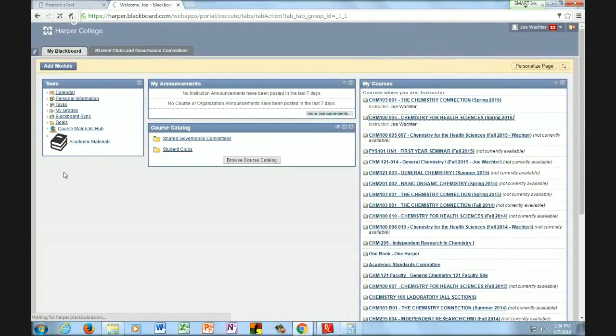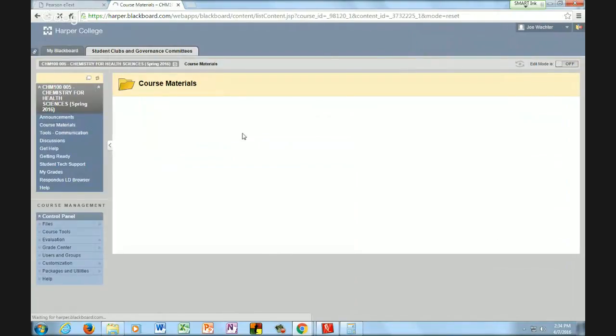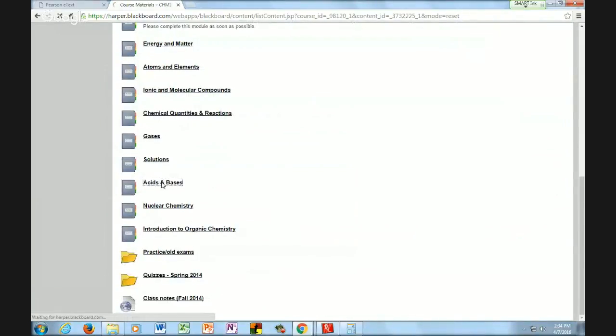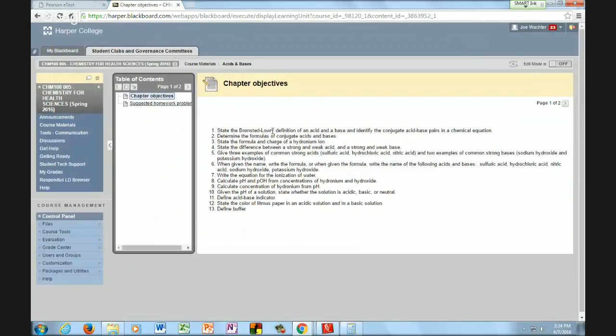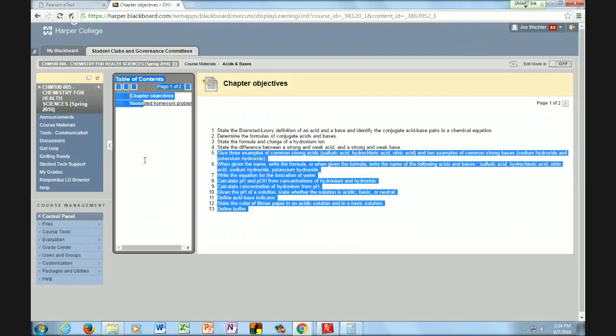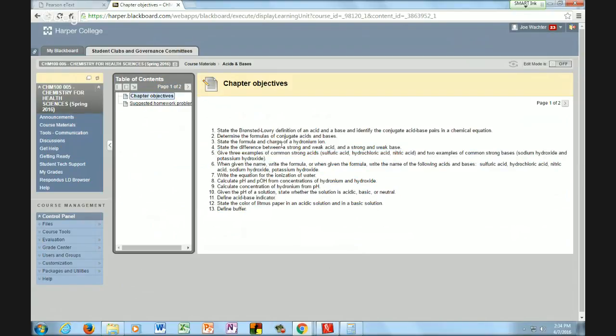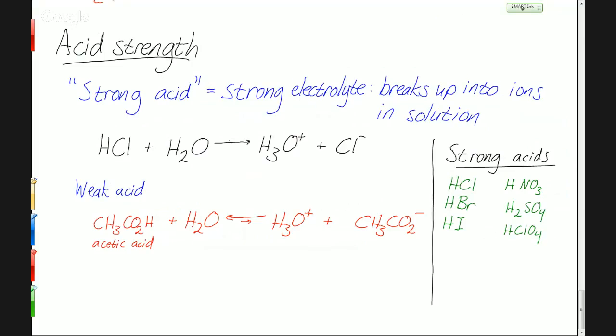This is always a good thing to check when you're studying. If you go into the acids and bases section, it just says, state the difference between a strong and weak acid, and strong and weak base, and give 3 examples of strong acids and 2 examples of strong bases. So you don't need the whole list, just those 3. I'll circle those on here. So you need to know this one, this one.